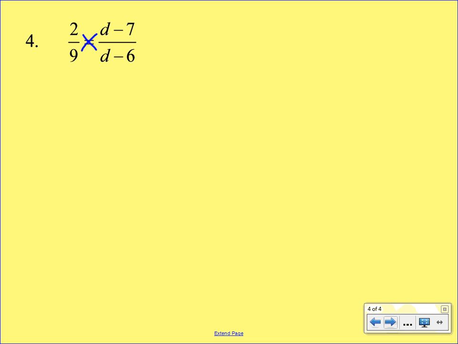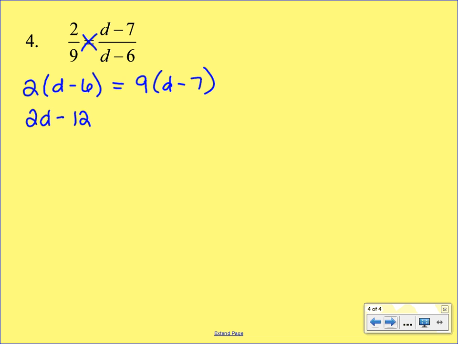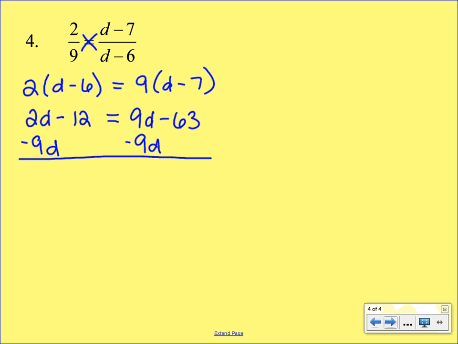We're going to cross multiply. So I'm going to have 2 times d minus 6 equals 9 times d minus 7. Distribute. We get 2d minus 12 equals 9d minus 63. Let's move our variables to the left. So we're going to subtract 9d from both sides. 2 minus 9 gives us a negative 7. Be careful with your negatives here. Bring down your minus 12. Bring down your negative 63. Don't lose that negative again.